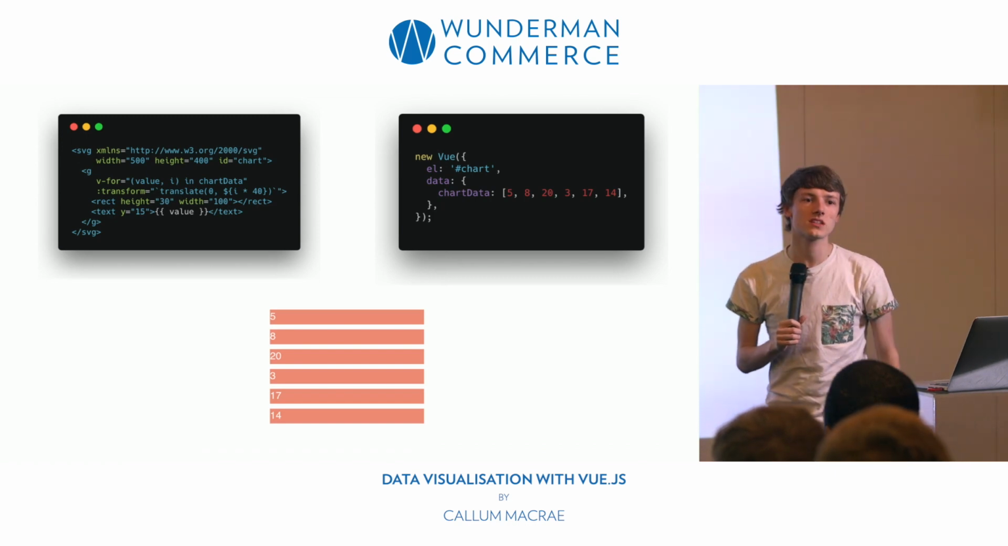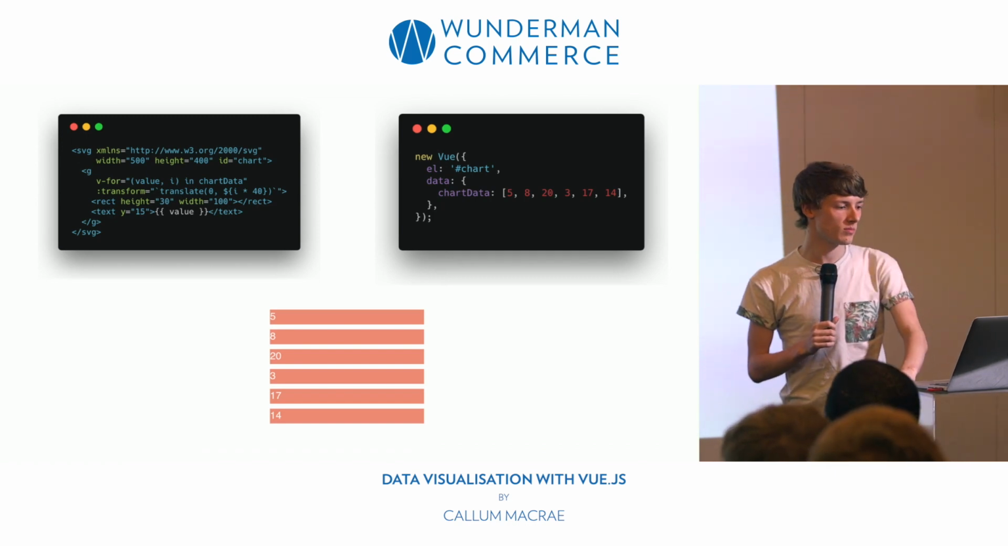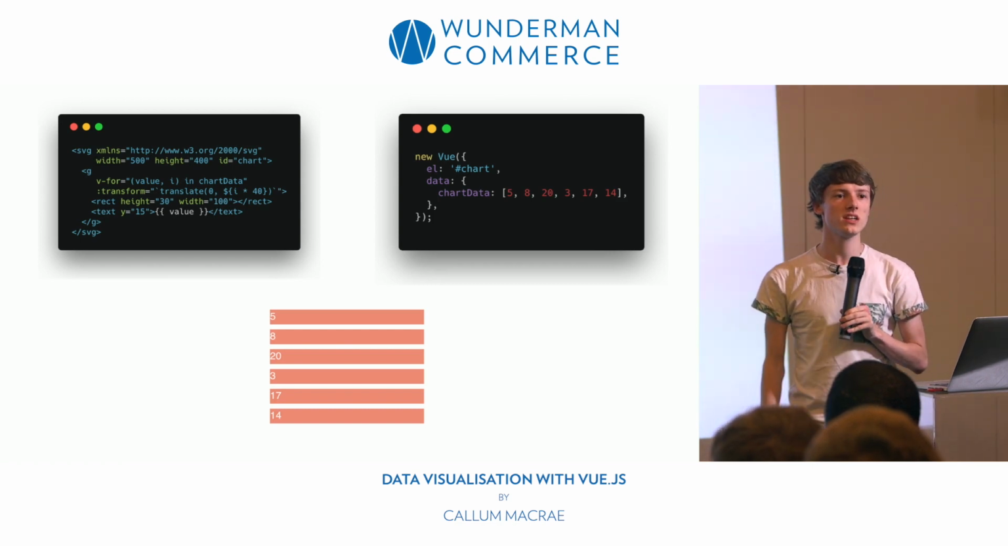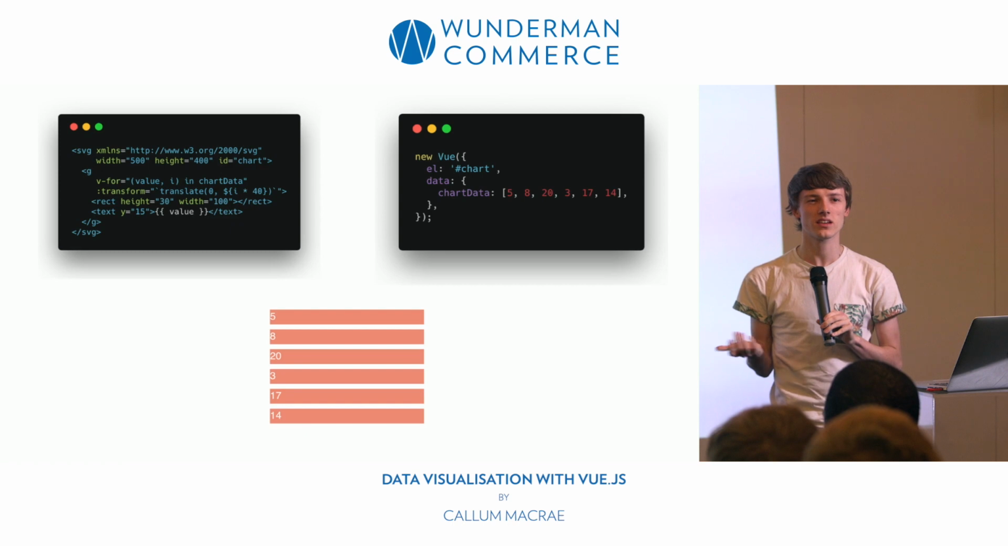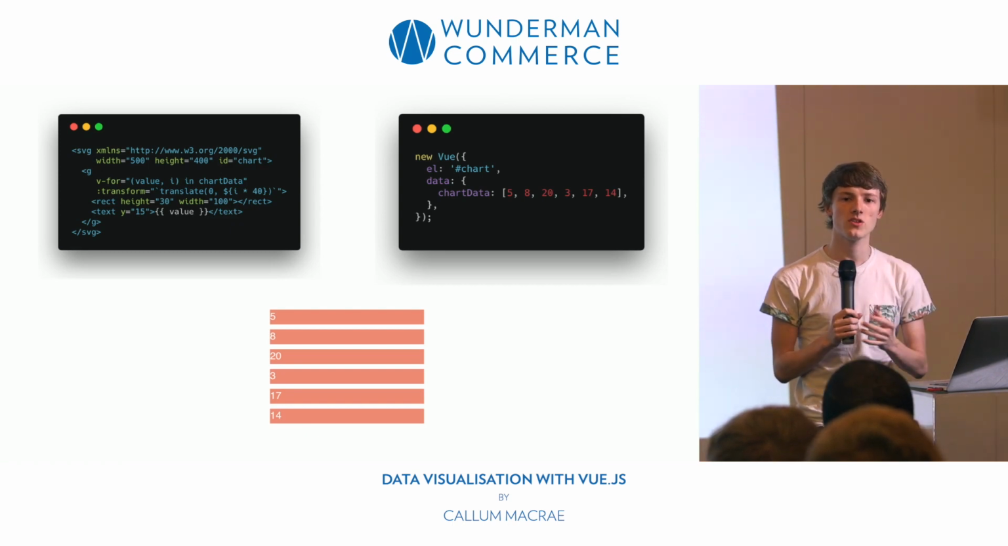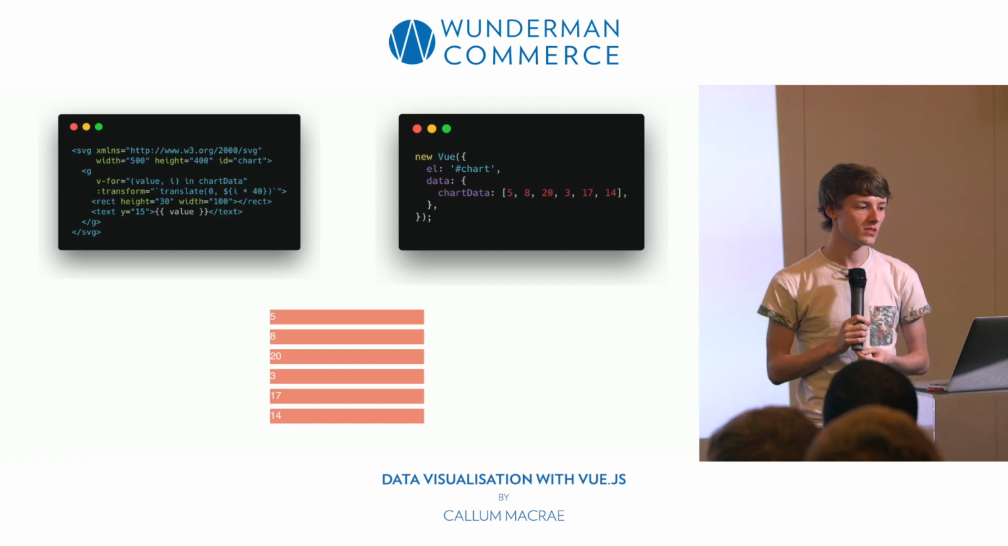So there's a few new things on this slide. I'm going to talk them through one by one. First, there's the G element. The G element in SVG is kind of like the equivalent of div in HTML. It doesn't really do anything, but you can put stuff inside it.